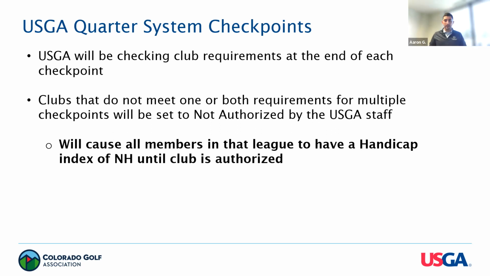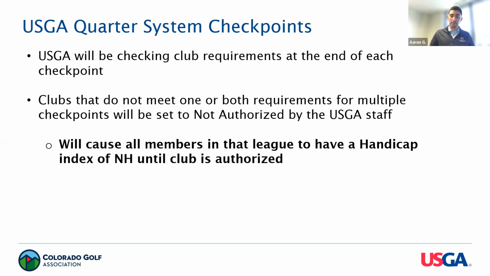Each quarter, USGA will send us the clubs that need some help, or clubs who have needed help over a couple of quarters, and what could potentially happen to that club if they don't meet the basic minimum requirements. If they don't meet one of those two requirements, it will cause all members in that league to have a handicap index of NH, because the USGA will go in and set that club to not authorized.